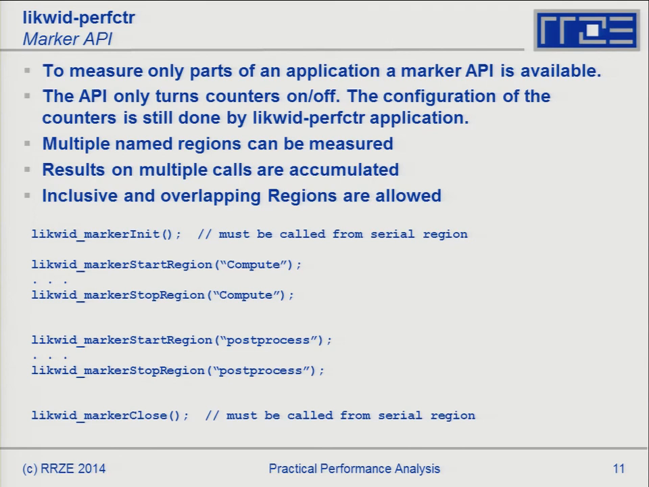So in this case, this way you can measure a certain loop that you're interested in. If you have a stencil code, you have some pre-processing, post-processing, and the stencil update, you can put likwid marker start region, stop region around the stencil update loop and measure exactly what's going on in this part of the loop. I'll have a demo later.